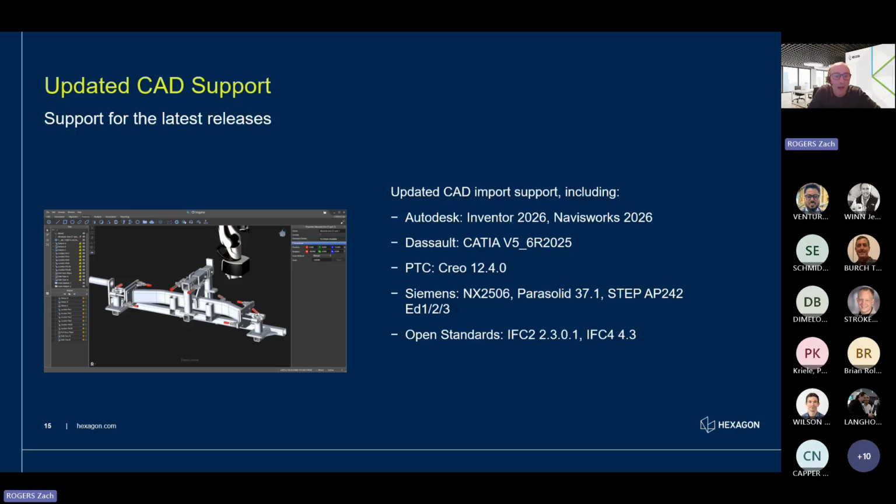Yep. And of course, updated CAD support. This is something that we are always on top of with Inspire, and so this release is no different. We've updated CAD support to align with pretty much all the major 25 and already 26 CAD releases. So on that list are Autodesk Inventor and Navisworks. From Dassault, we have CATIA, I guess that's V5 6R 2025. From PTC, Creo 12.4. From Siemens, the latest NX and Parasolid. And then also updated STEP and IFC standards.